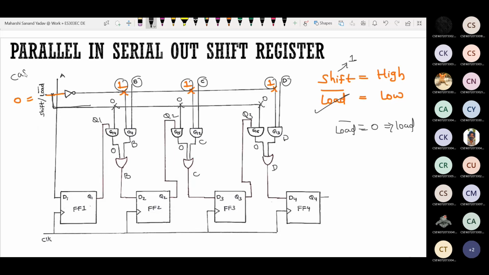So you need to explain this in the form of cases. So case number 1, you are applying load bar is equal to 0. Means you are activating load, you are disabling shift. As you are activating the load pin, all the contents of A, B, C and D are getting entered into the flip-flop. This is one thing. Now you make shift is equal to 1. For that case, you tell me now.